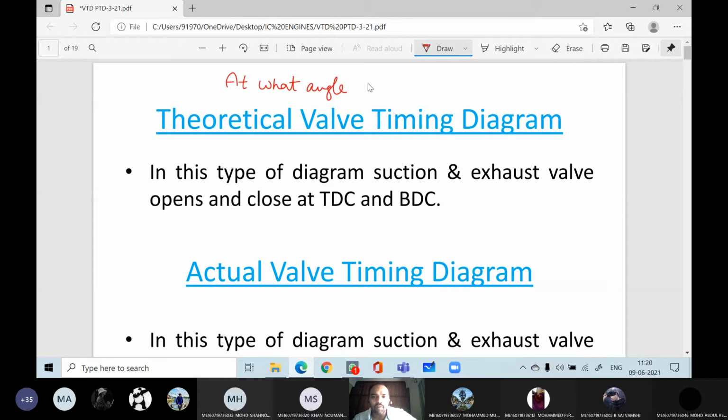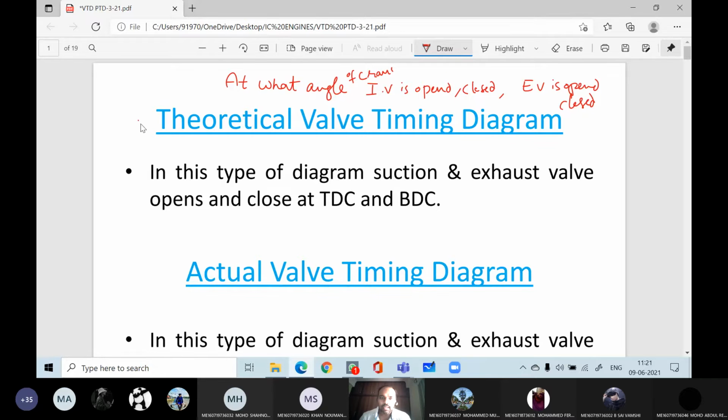At what angle of crank is the inlet valve opened, and at what angle is the inlet valve closed? And the exhaust valve is opened and the exhaust valve is closed. The recording of these things is nothing but the valve timing diagram. It tells us at what position of the crank the inlet valve is open, at what position it is getting closed, and similarly, at what position the exhaust valve is open and at what position it is closed.